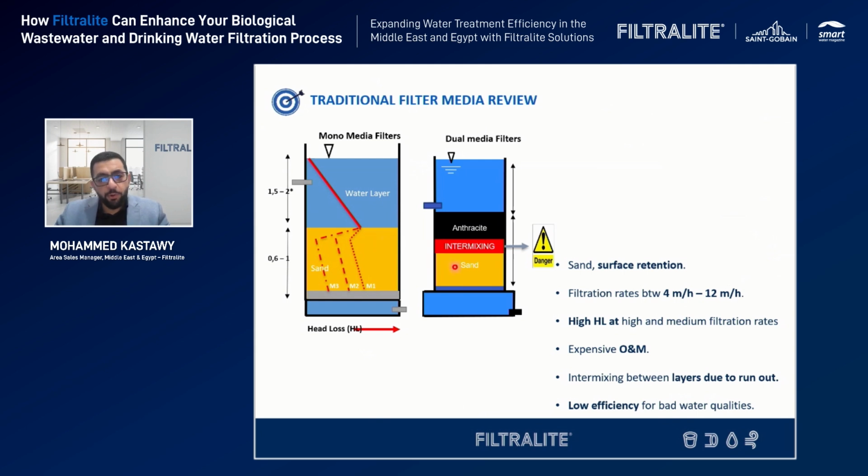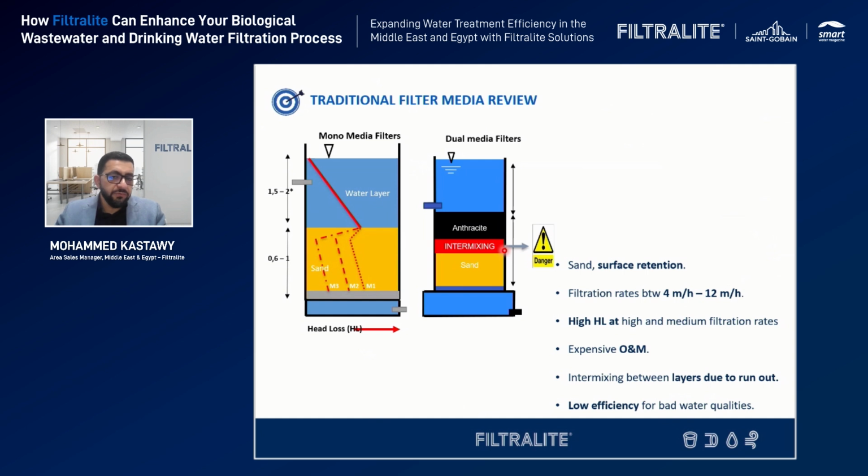The last couple of points are about this red zone. As we know, the bulk density of sand is around 1,700 kilograms per cubic meter. That means if you have a volume of 1 cubic meter and you want to fill it with sand, you need 1,700 kilograms of sand. With anthracite, it goes from 800 up to 1,000. But with Filtralite, our media starts from 470 kilograms per cubic meter. That means you have a lighter media.